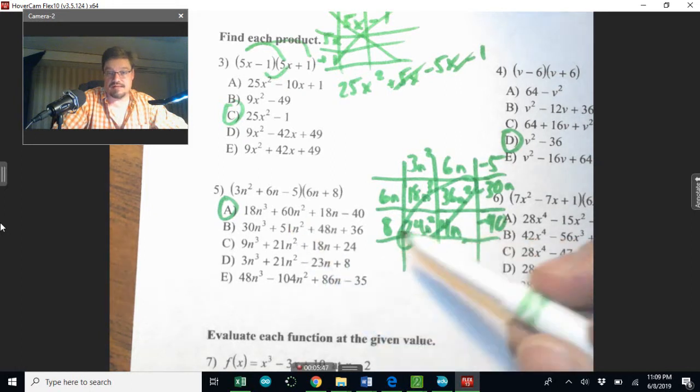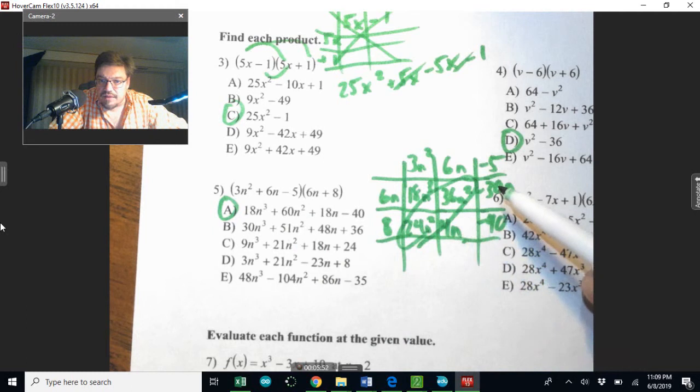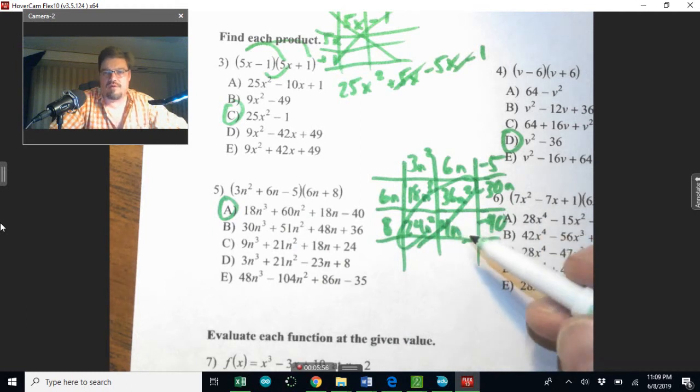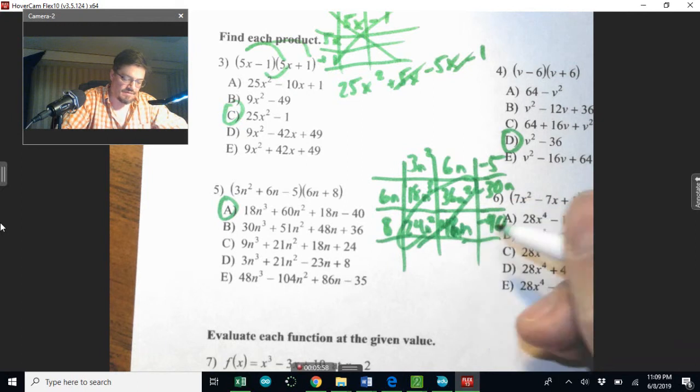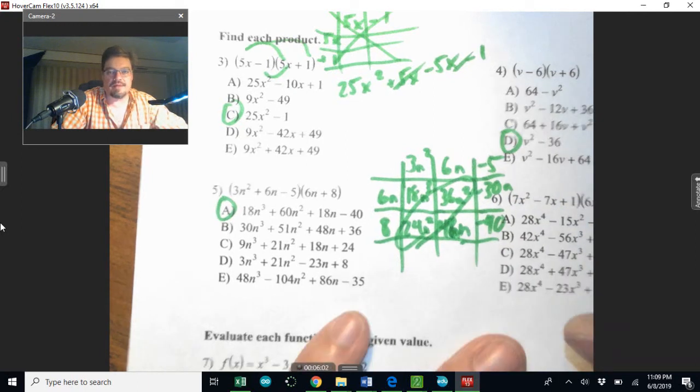But notice here, you would get 60n squared. So we got 60, and 4n plus negative 30. I put 4n, no, it's 48n. 48n would give us a positive 18. I was going too fast.